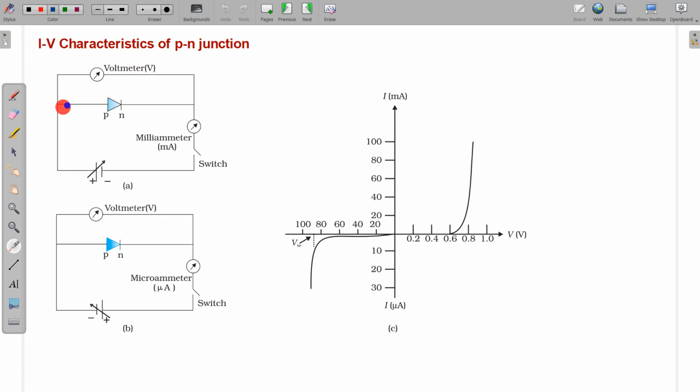In this diagram it is forward biased. So this is the voltmeter which can measure the potential difference across it, and this is the ammeter which can measure the current across it.